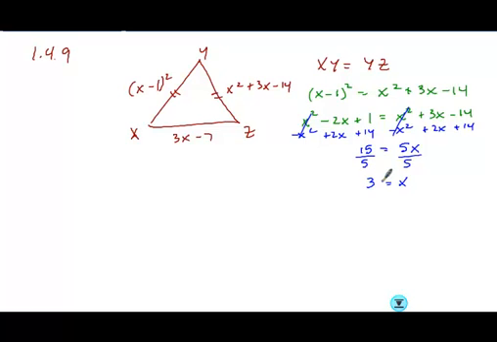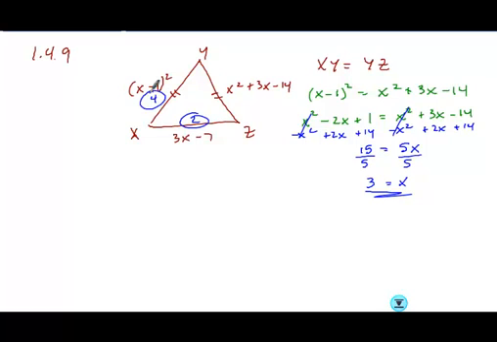That's not our answer, that's just the value for x that we plug in. And so we can find our answers by plugging this in. 3 times 3 is 9, minus 7 gives us 2 for the length XZ. Here 3 minus 1 is 2, 2 squared is 4 for XY.